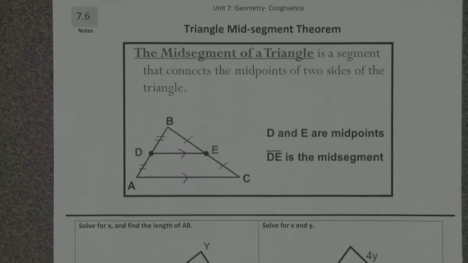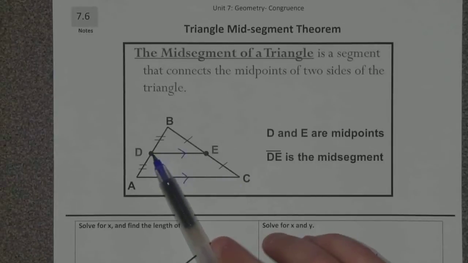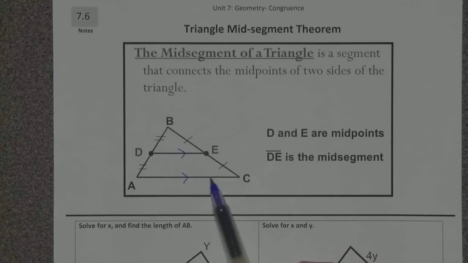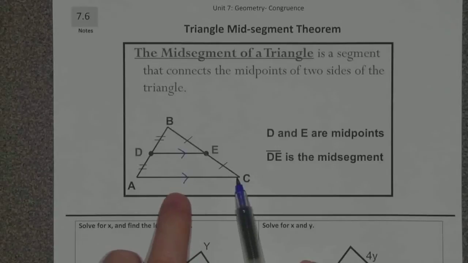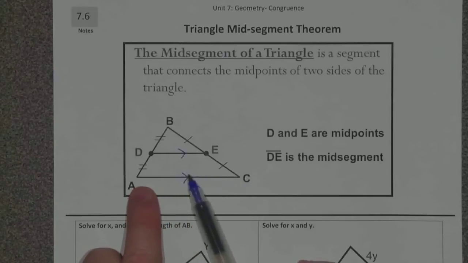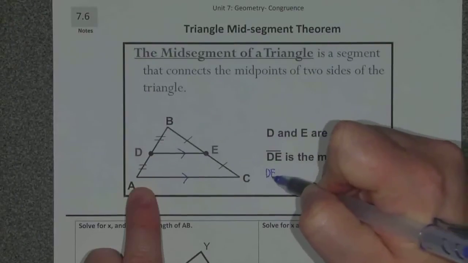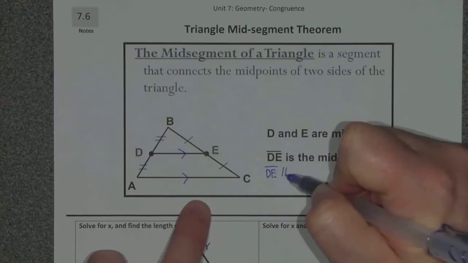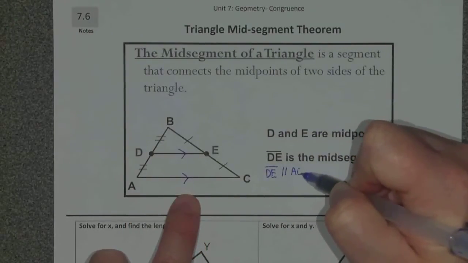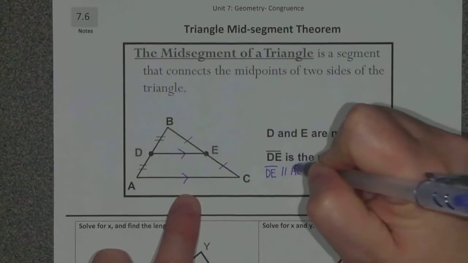Then the other thing neat that happens is that we have a relationship between the length of this mid-segment and the length of the third side. Does anybody think they might be able to guess what the relationship is between this piece and that piece? They're both parallel. Okay, they are for sure parallel. So I'm going to write that down so that you don't forget that. So DE is parallel to AC. That will happen when you draw your mid-segment.